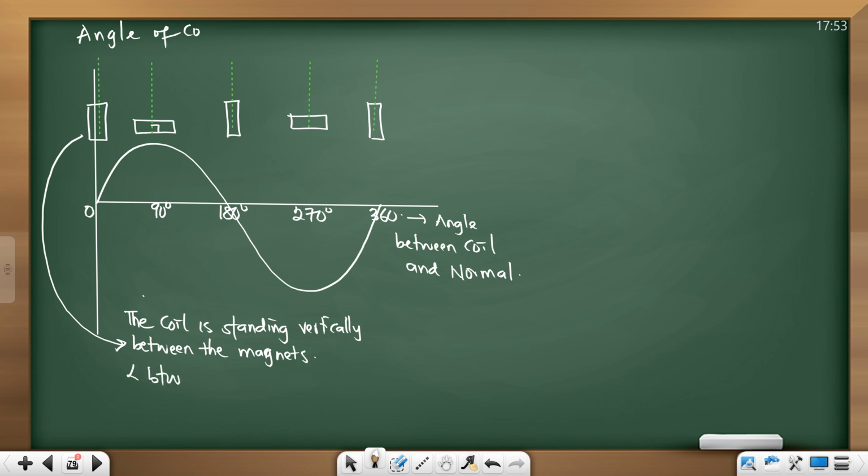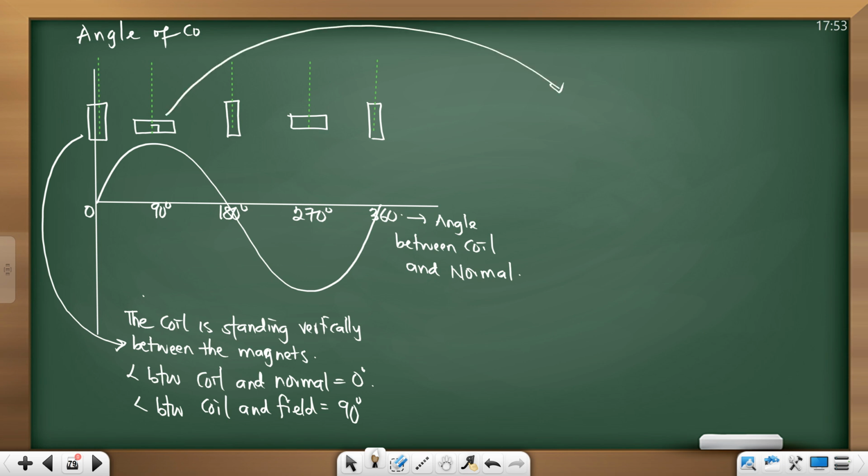Angle between coil and normal is equal to 0. Angle between coil and field is equal to 90 degrees. Please, I want you to take note. I want to show a multiple choice where they ask such questions and you are likely to get it wrong if you are not paying attention.